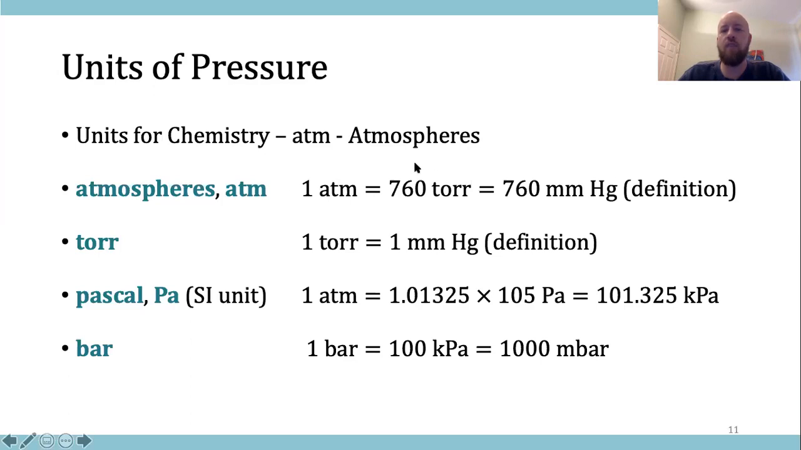So 1 ATM is 760 torr, which is also 760 millimeters of mercury.